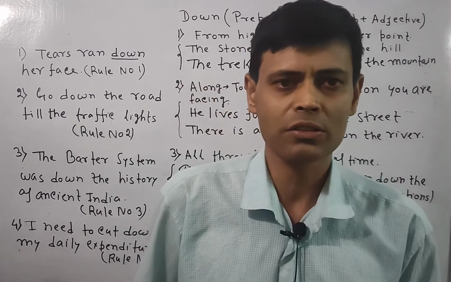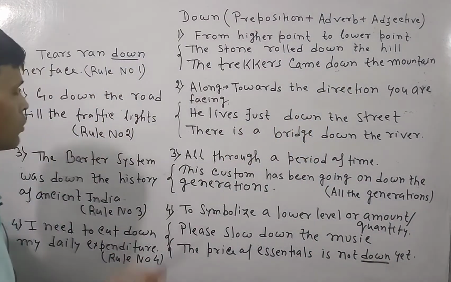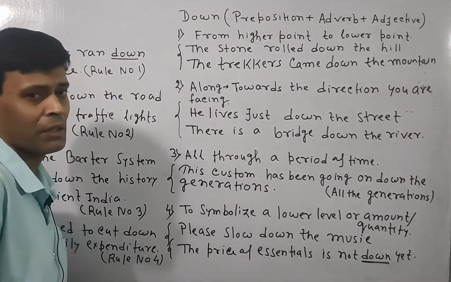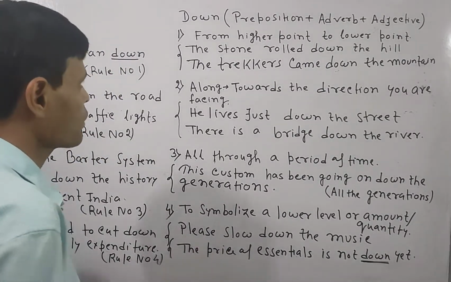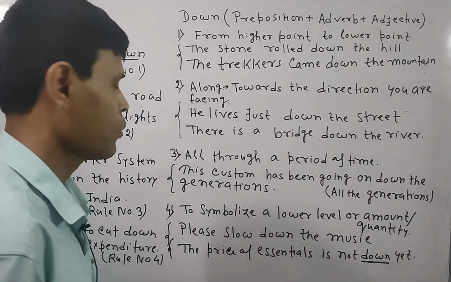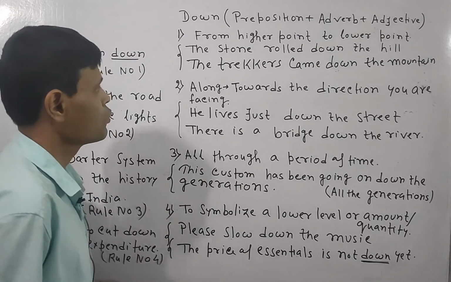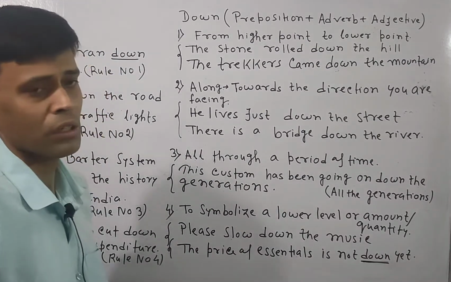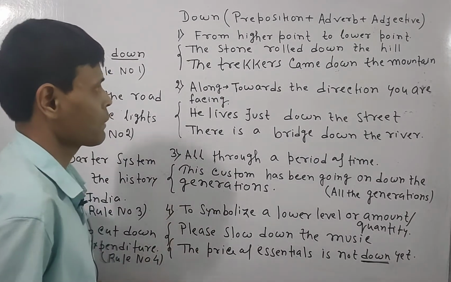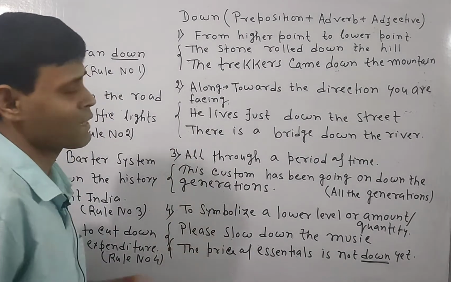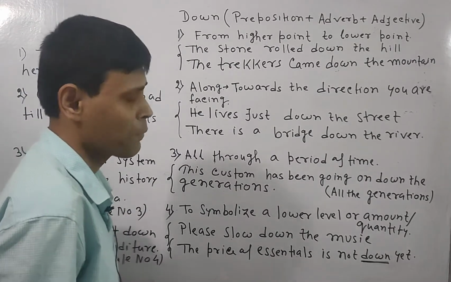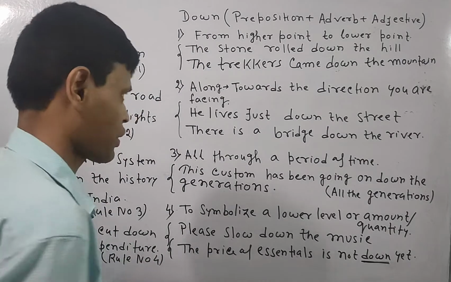Kindly keep your eyes over the board. Now look over the rules that I have already written. There are many rules as far as the uses of down are concerned. I have written some of the important rules. First and foremost, the preposition down can be used either as a preposition, a prepositional adverb, or an adjective depending on the overall sentence construction.